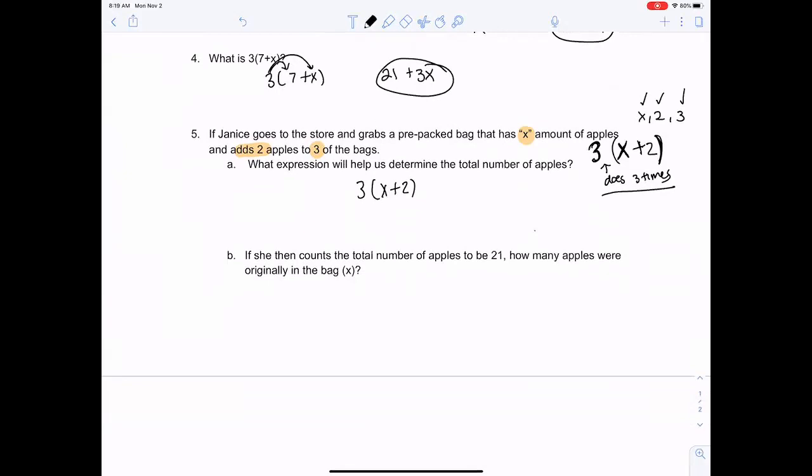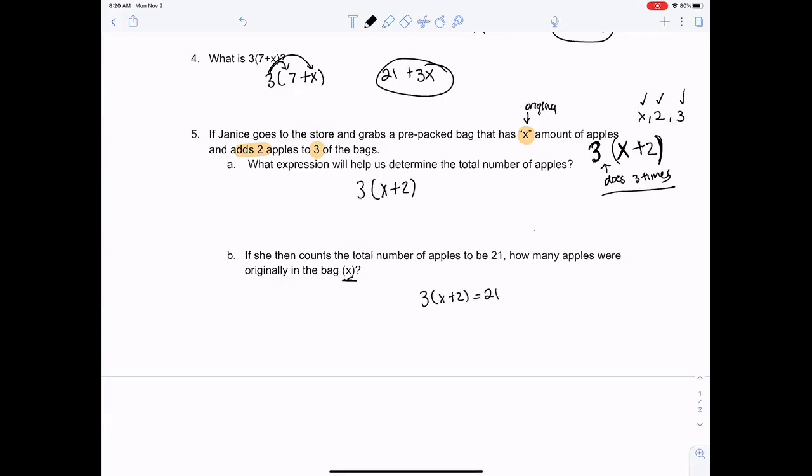Next, if she then goes and counts the total number of apples to be 21, how many apples were originally in the bag? X is given the pre-packed, so this is original. It's defined here as well. So we found out that this expression equals 21. So now it's an equation, right? There's an equal sign.